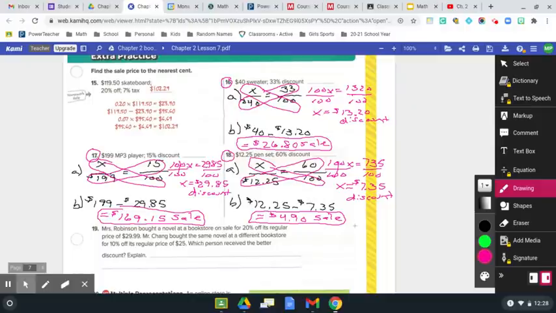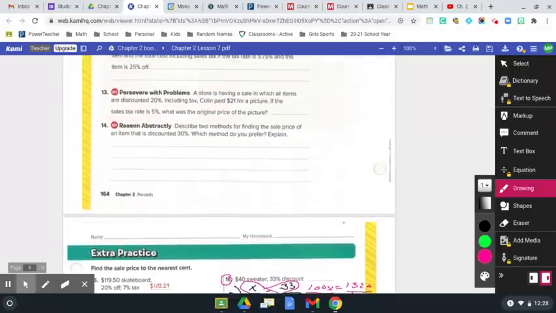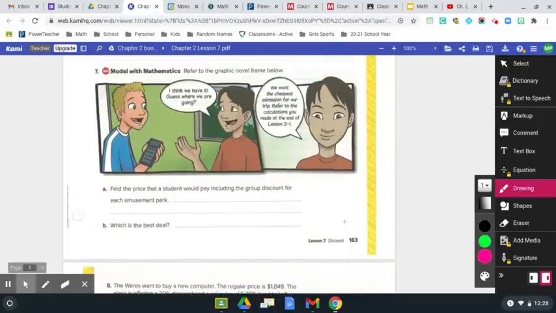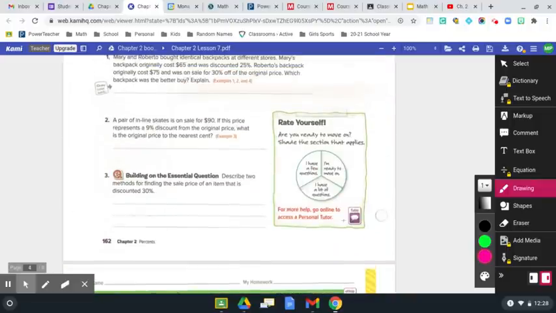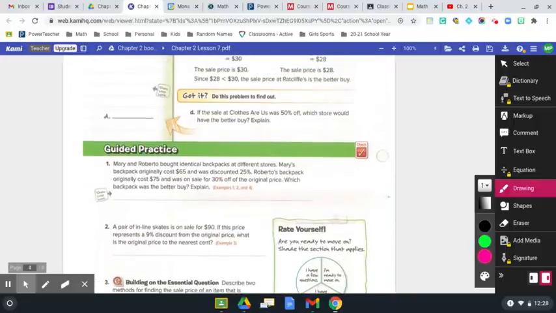So that takes you through some examples of finding your discount and then finding that sale price by using subtraction. I want to do one more example with you today. We're going to head back to guided practice, and we're going to look at number 1. So you're going back to page 162.